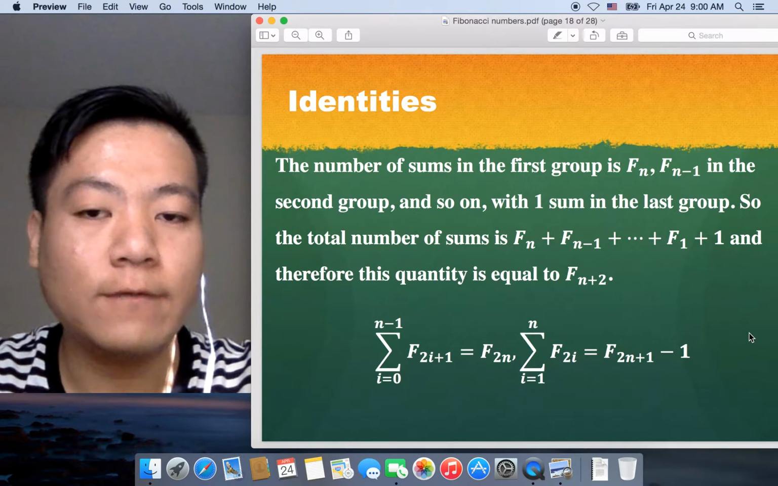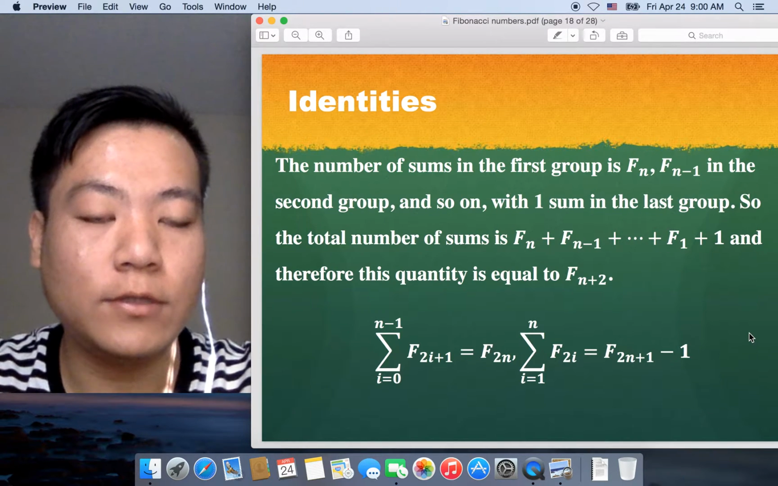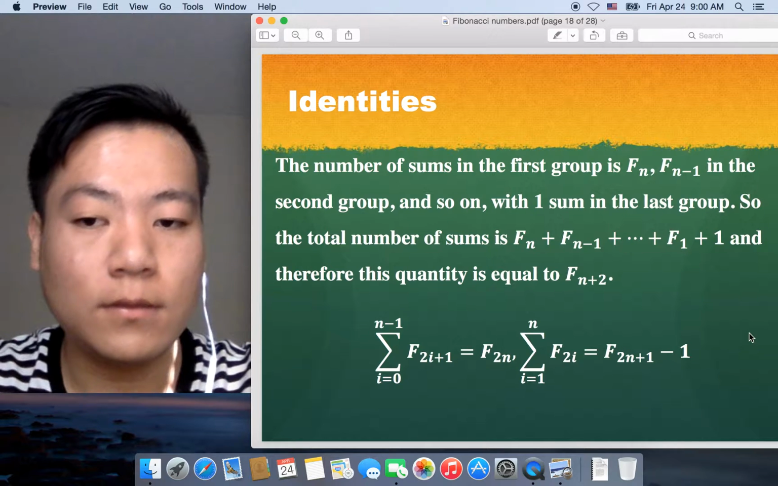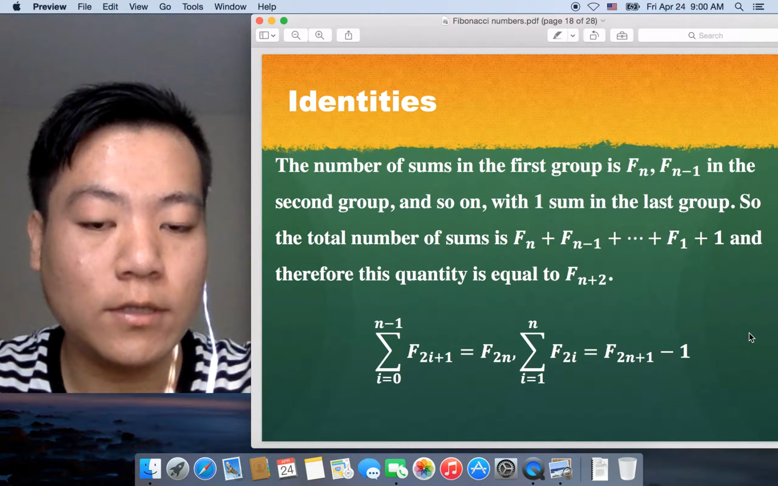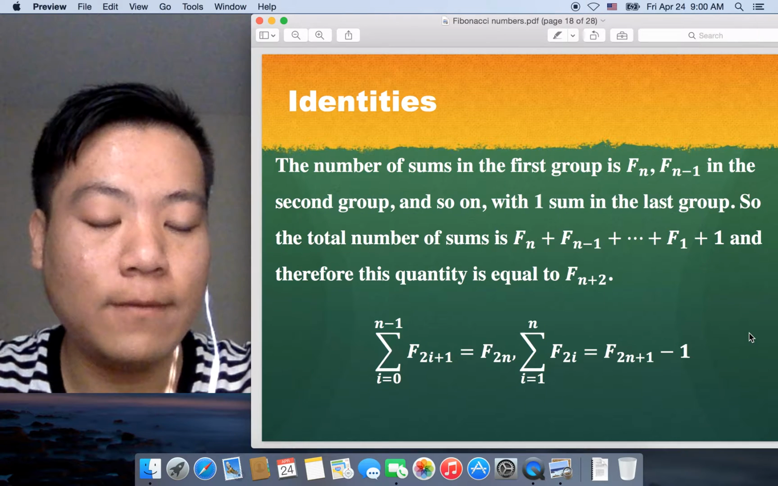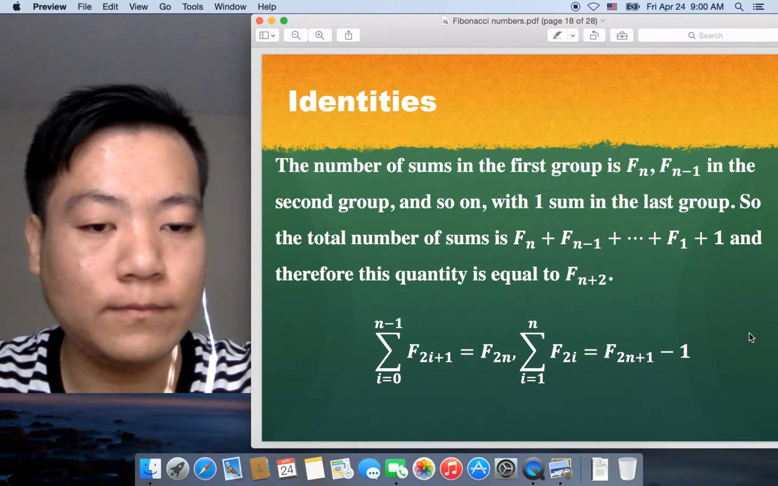And if we divide the Fibonacci numbers into different groups, then we can get the summation of F_{2i+1} from i equals 0 to n minus 1 is equal to F_{2n}.